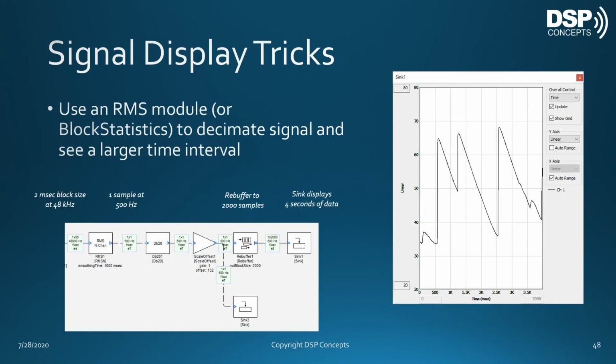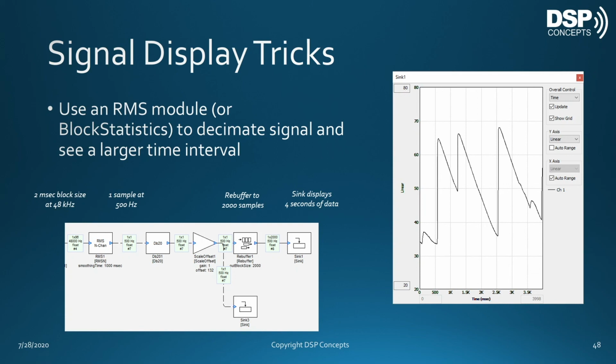Here's another trick you can do with the sync module. Sometimes you want to look over a much longer time interval, say several seconds, but you're not that interested to see every sample value. What you might do in this case is I have an RMS module, so I take 2 milliseconds of data, I compute the RMS, and then I output 1 sample. So the incoming data has a block size of 96 samples at 48 kilohertz, so it's 2 milliseconds.